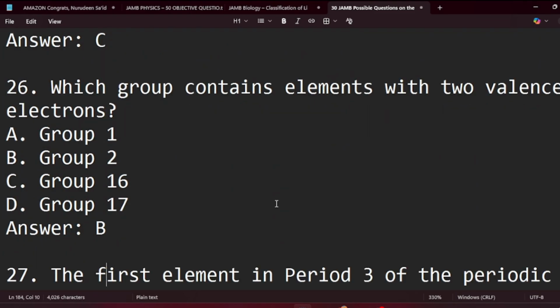Question number 26. Which group contains elements with 2 valence electrons? A. Group 1, B. Group 2, C. Group 16, D. Group 17. The answer is B, which is group 2.